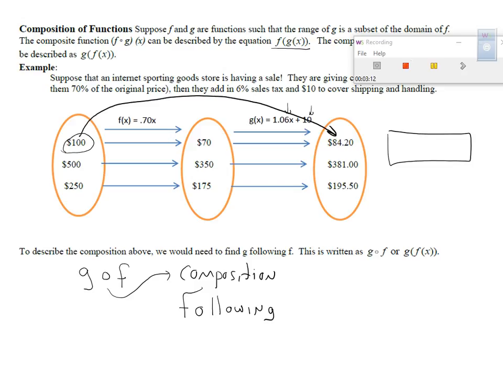If you look back at my example, the second thing that we did was charge them sales tax and the shipping. Well, that's listed first. It looks weird because in the real world we do everything left to right. But this means G following F. A lot of times when we do this, we work right to left. This means let's do the function of F first and then apply the function of G.